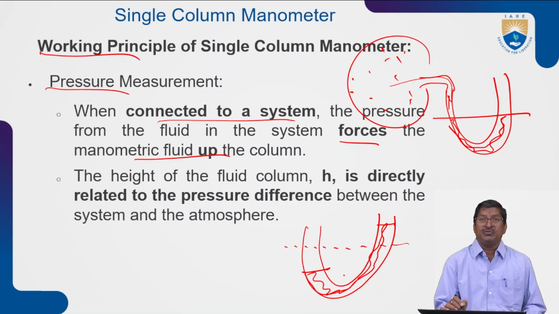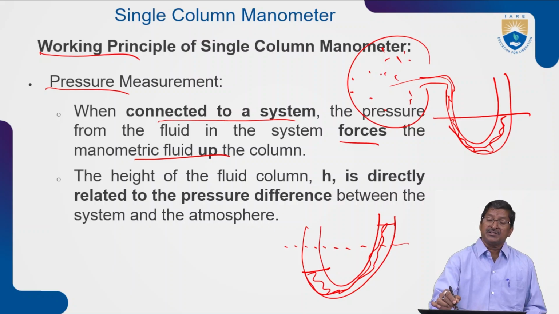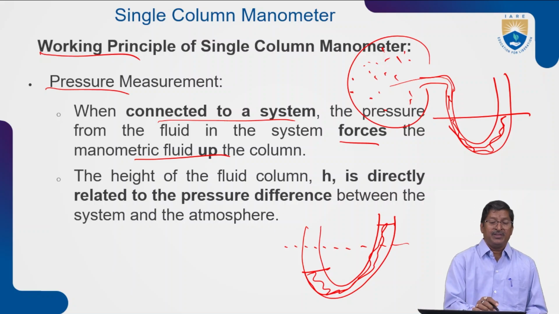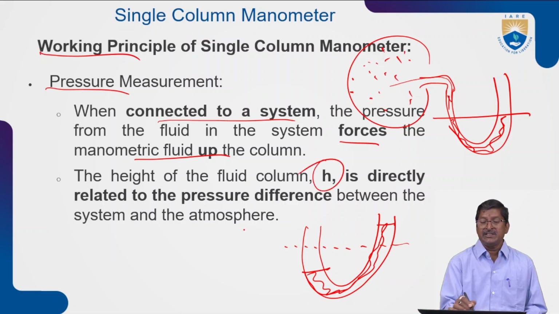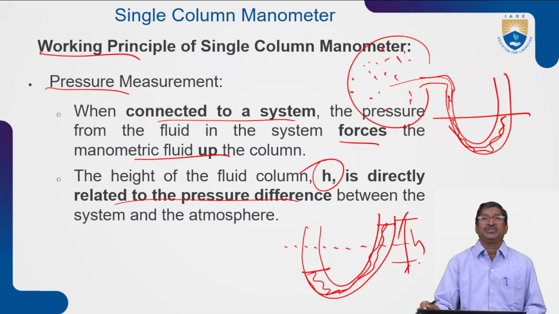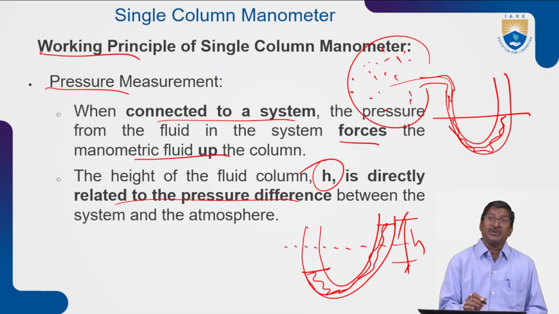So that's why it is going down. If it is going up, that also sometimes occurs because a vacuum pressure may exist in the pipe or device. The height of the fluid column H is directly related to the pressure difference. Whatever the difference of this H, the length H, it is nothing but the pressure difference.